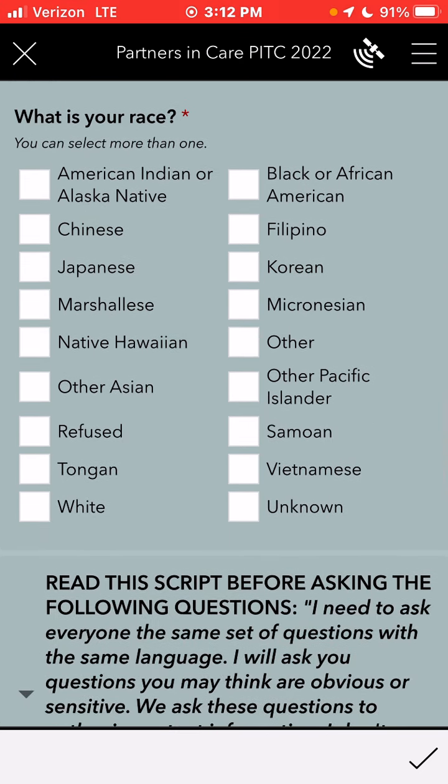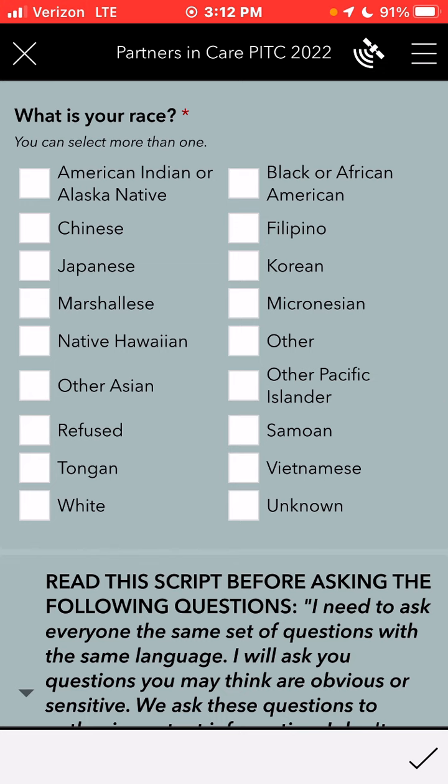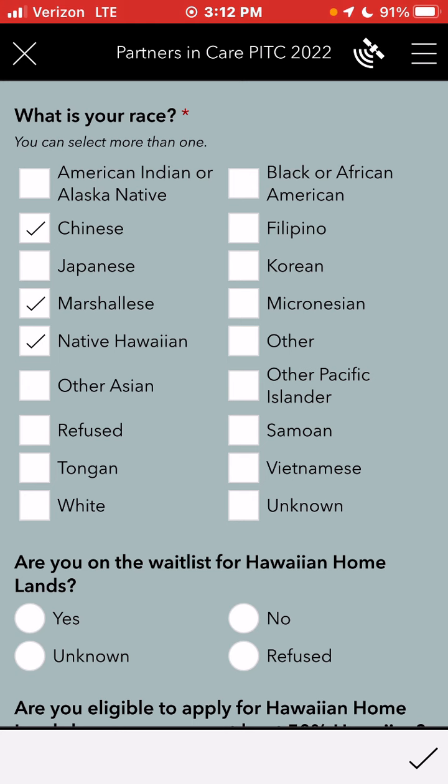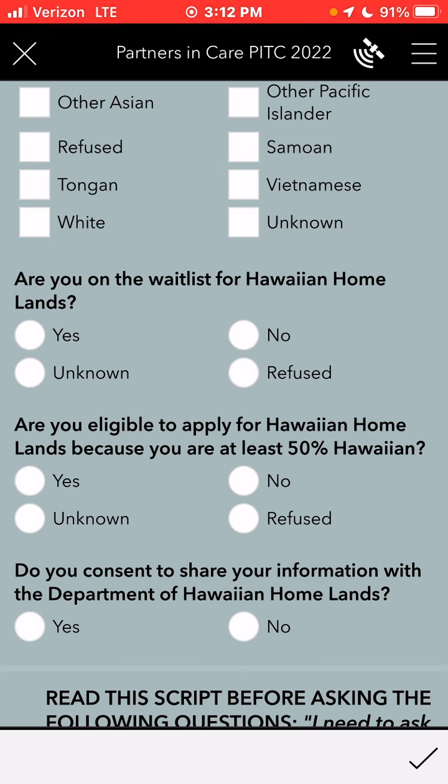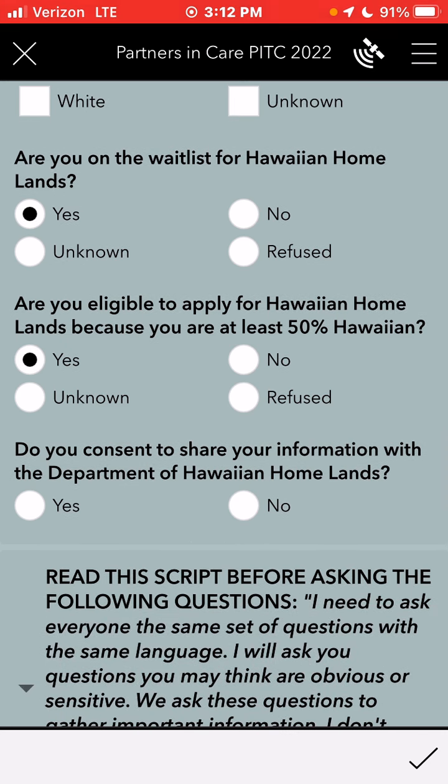Following that, we'll go with what is your race? On this one, you can select as many options as you would like. I do want to note that if you click Native Hawaiian, 3 more questions will pop up. They read, are you on the wait list for Hawaiian Homelands? Yes, no, unknown, or refused. Are you eligible to apply for Hawaiian Homelands because you are at least 50% Hawaiian? Yes, no, unknown, refused. And do you consent to share your information with the Department of Hawaiian Homelands, yes or no?